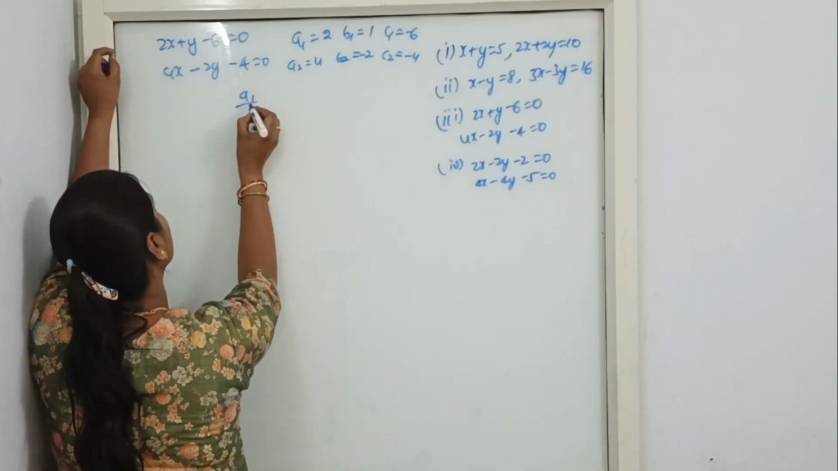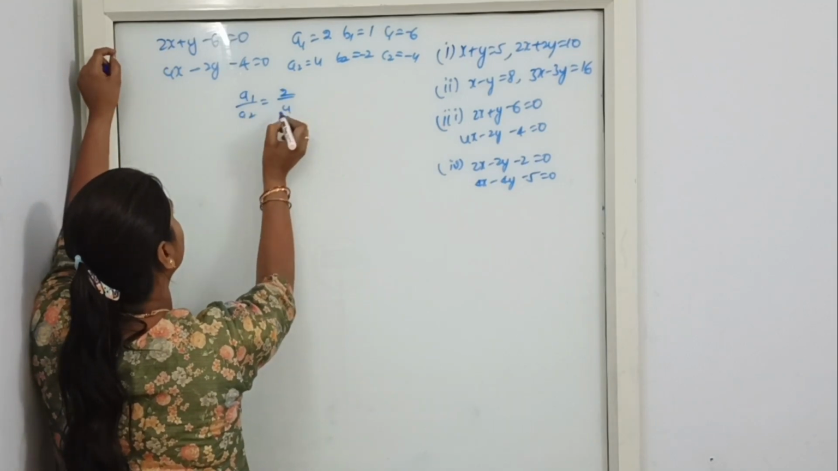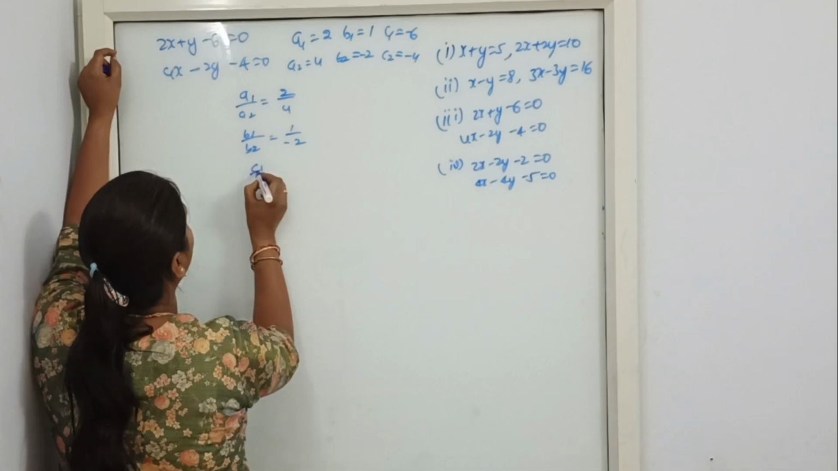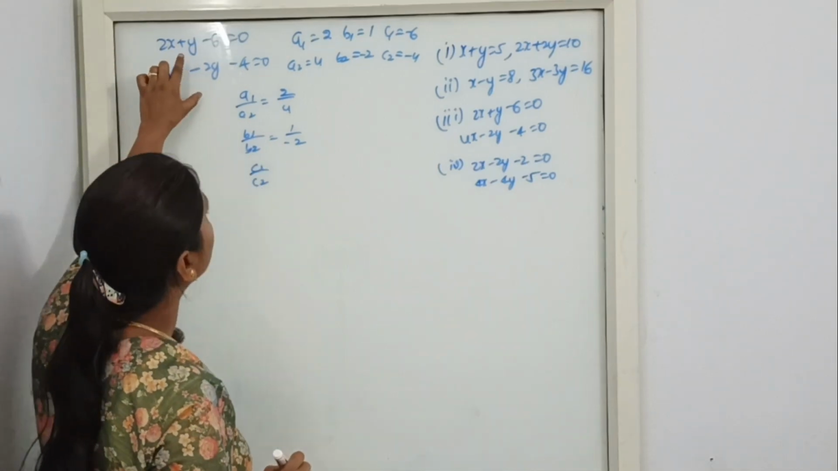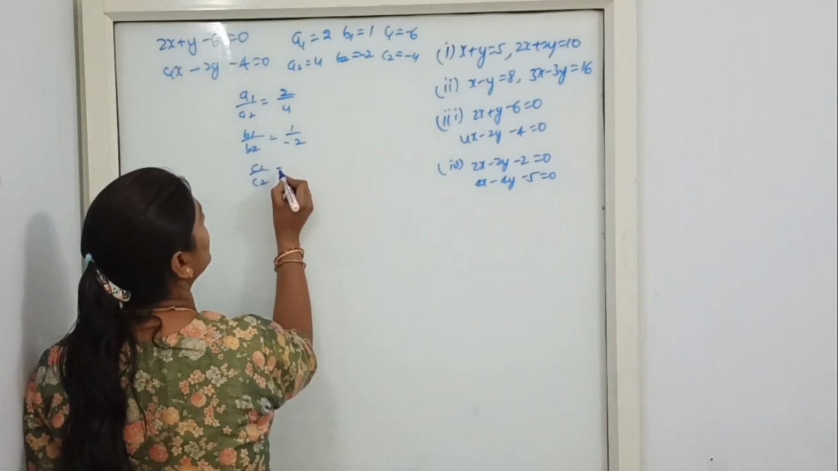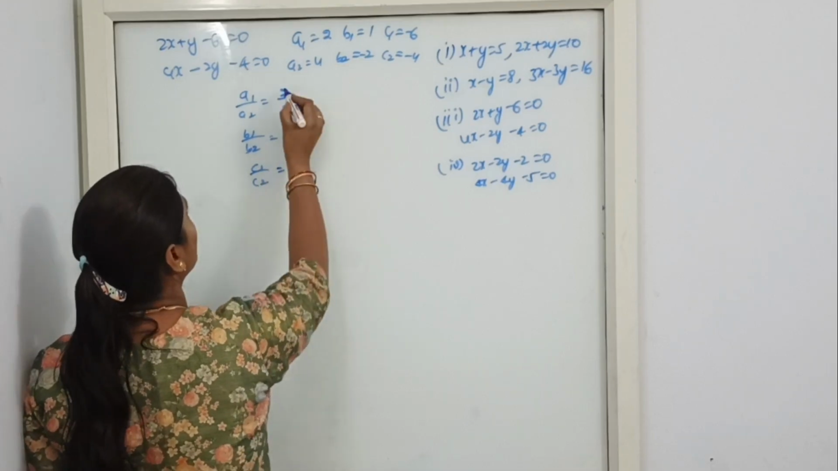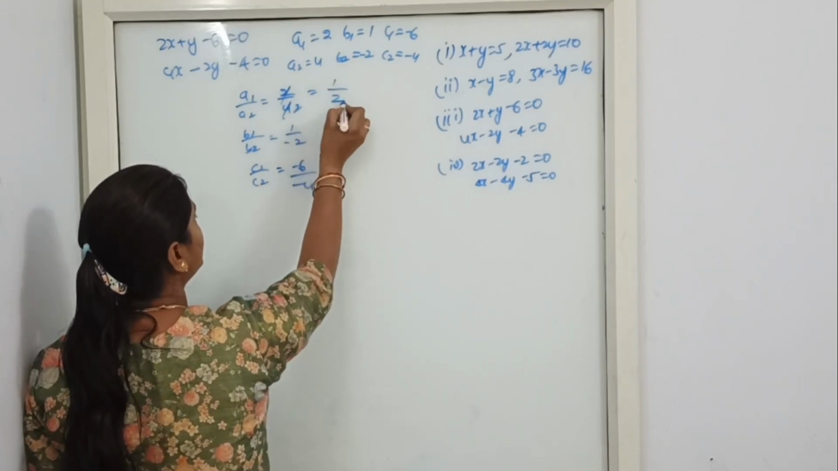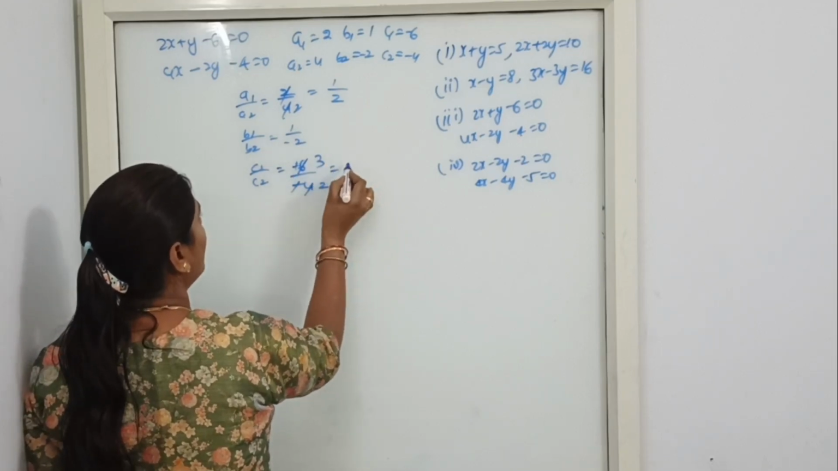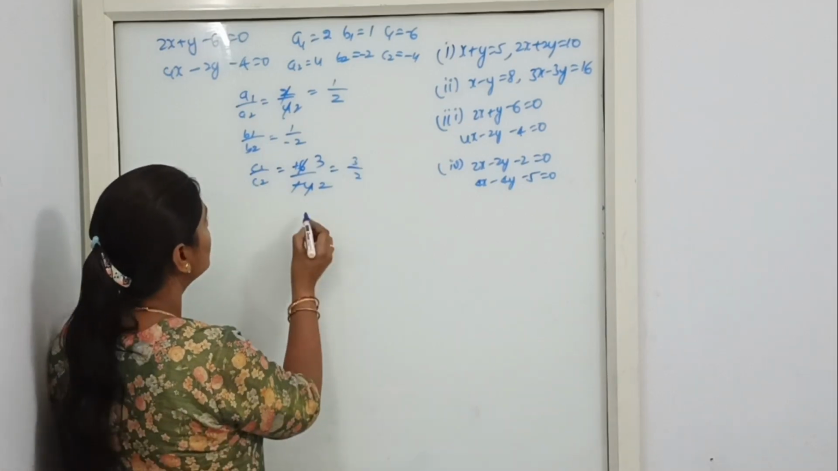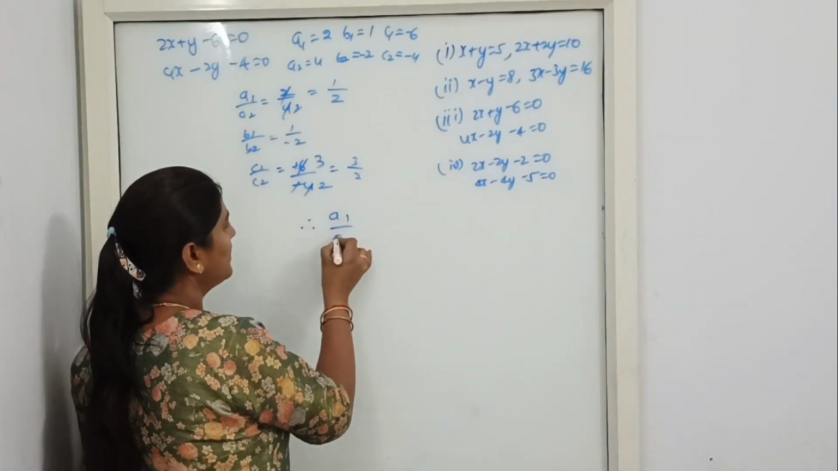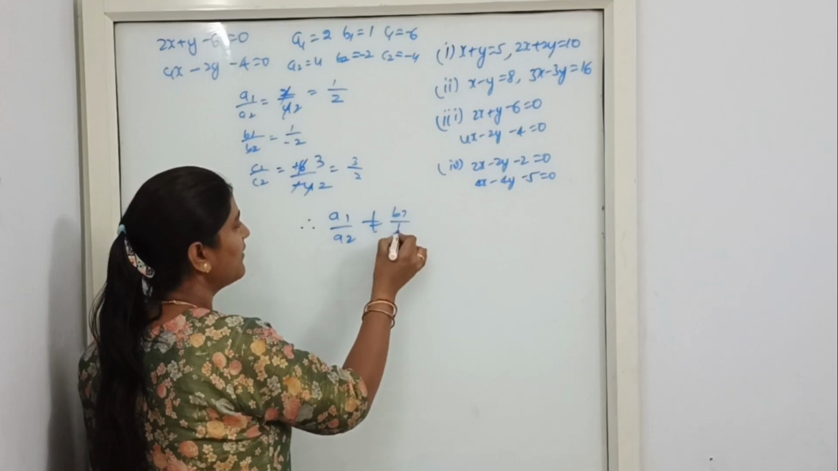Let us compare a1 by a2, 2 by 4, b1 by b2, 1 by minus 2, and c1 by c2, which is minus 6 by minus 4. Two ones are 2, two twos are 4, so it is 1 by 2. This is minus 1 by 2, and this is 3 by 2. Here 1 by 2 is not equal to minus 1 by 2.